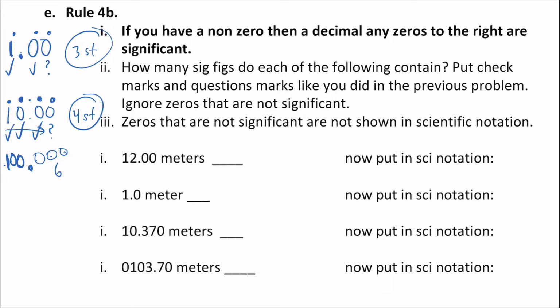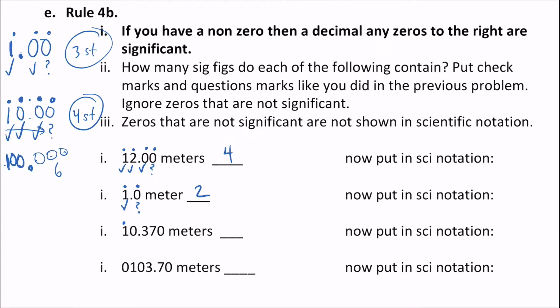Okay, let's do the first one. Here we have non-zeros, so they count. There's non-zeros and then a decimal point, which means any zeros to the right all count. So this has 4. These are known, unknown. All right, next one. Non-zero counts, decimal, 0. They all count, so it's 2. Known, guess.